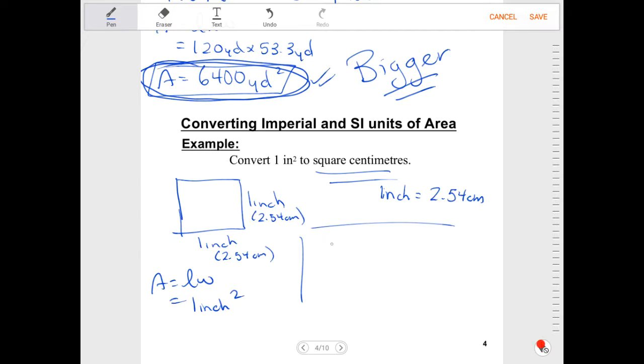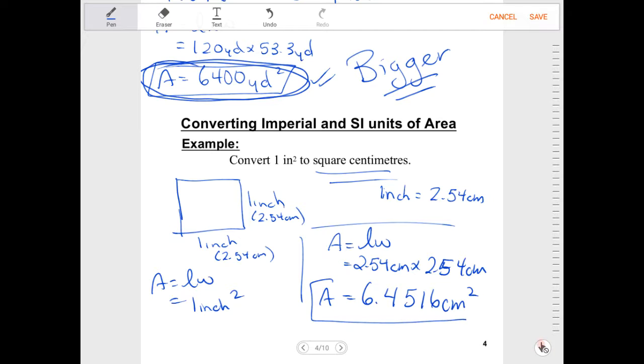So you want to figure out the area, just use a formula now with the new values. 2.54 centimeters times 2.54 centimeters. Area equals about 6.4516 centimeters squared. Pretty easy conversion, not too much going on there. Okay, I think I have one more example for you.